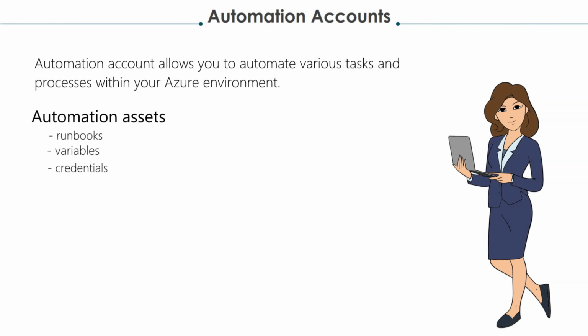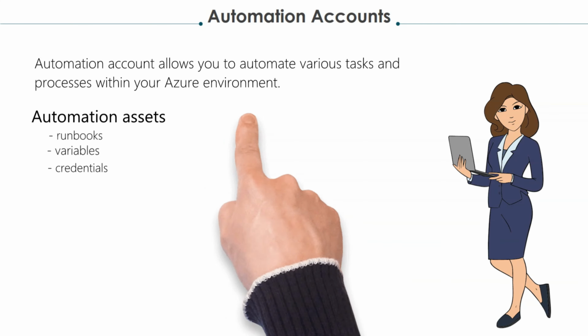Runbooks are scripts that allow you to perform specific actions such as starting or stopping a virtual machine, scale up or scale down resources, or even deploy software updates. Variables and credentials are used to store data and can be used within your runbooks. You will see this when we are doing the demonstration.